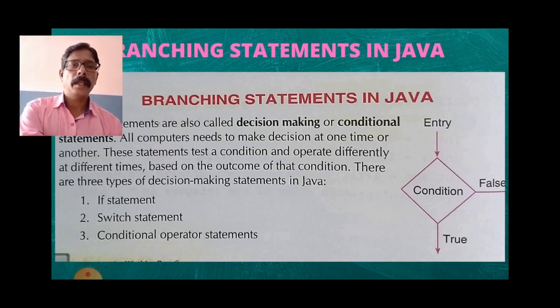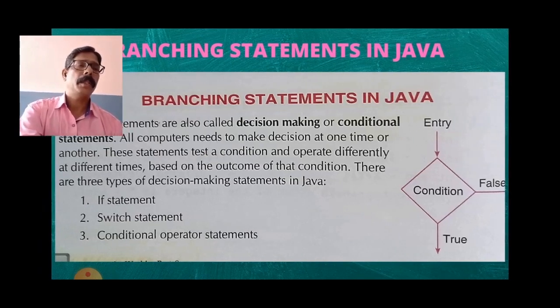There are three types of decision making statements in Java. How many types of decision making statements are there in Java? There are three types: first one, if statement; second one, switch statement; and third one, conditional operator statement.